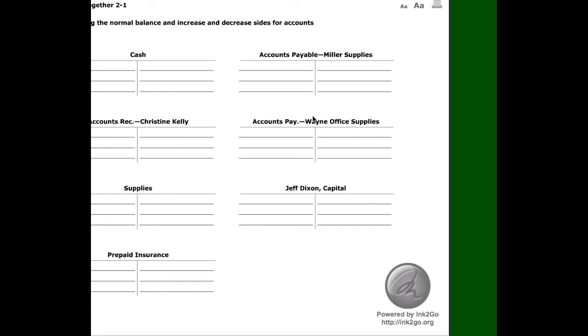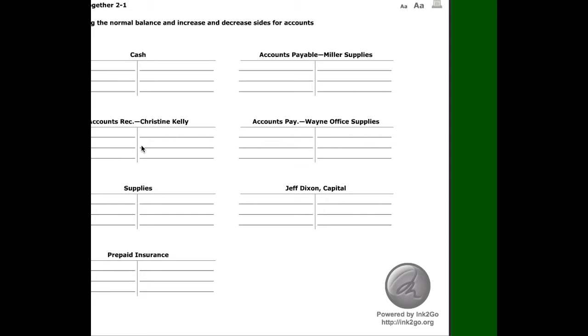1 work together, we're going to start to create T accounts for various accounts. So for this work together problem, we need to create a T account for all of the given accounts, which there are 7 listed for us on our screen. We need to determine which side is the debit side, which side is the credit side, where the normal balance is, and which side increases, and lastly, which side decreases.